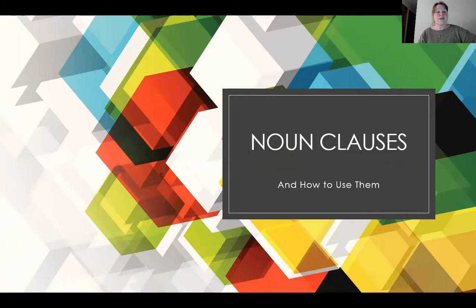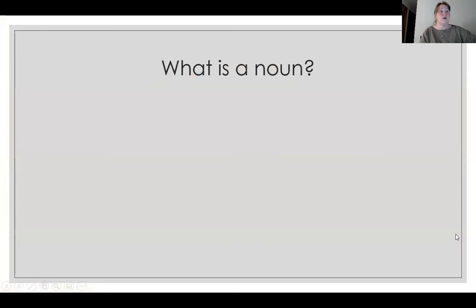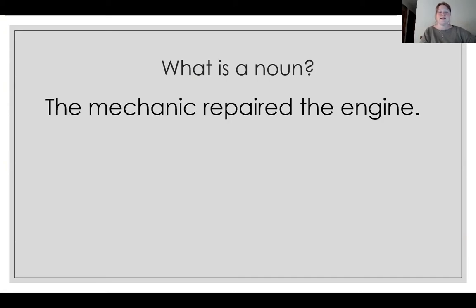The first thing we need to do is review what a noun is and where it goes in a sentence. Then we need to do the same thing and review what a clause is and why we use them. So let's take a look at what a noun is. A noun is the person or thing that does an action, or it's a person or a thing that an action is done to. So in this sentence, the mechanic repaired the engine.